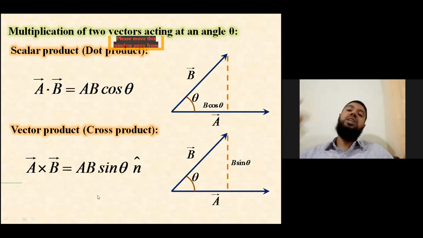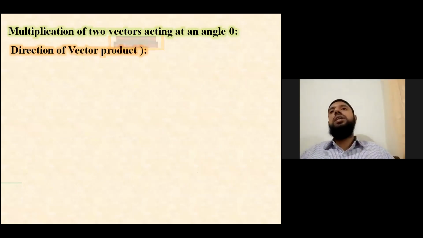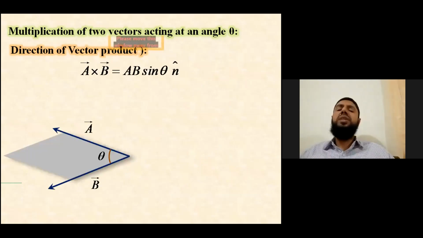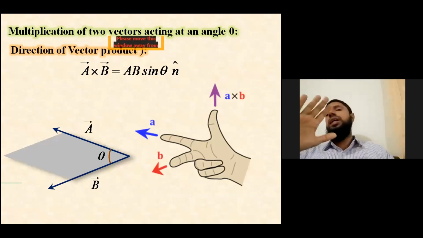Then what is the direction of the n cap? Let's see. If you multiply the two vectors, then the direction of the cross product or vector product is given by the right hand thumb rule. I know very well how to use this right hand thumb rule.